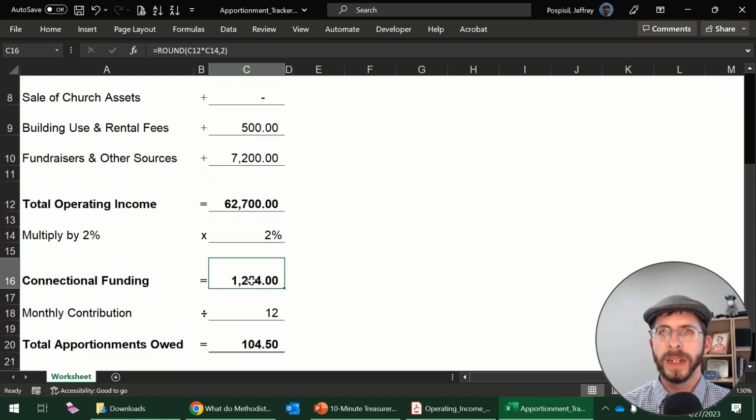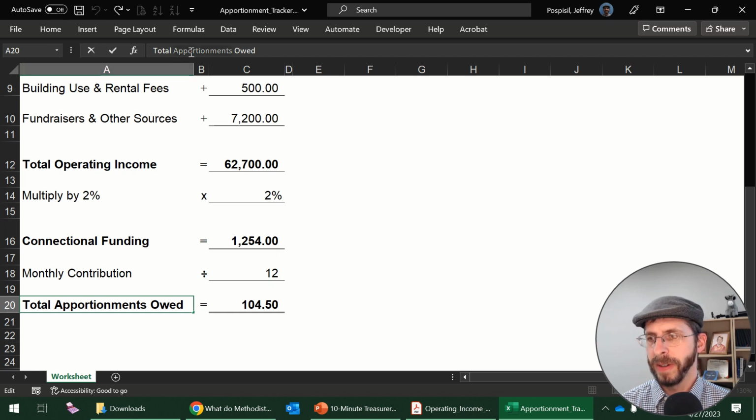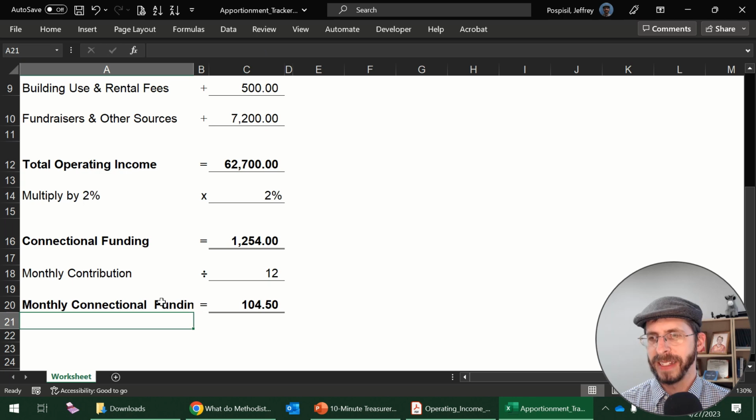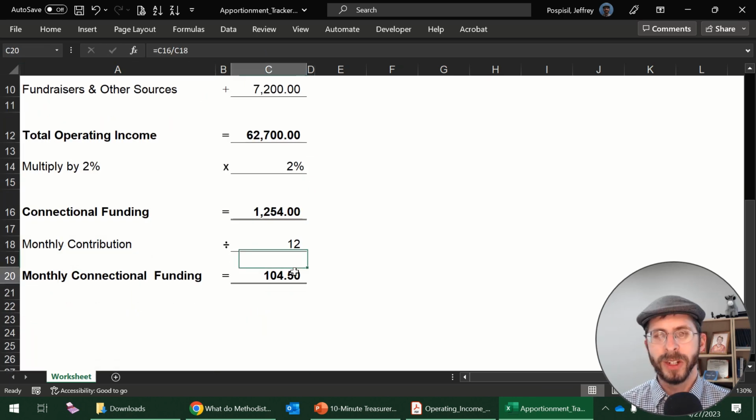The current apportionment percentage is 2% for the next couple of years. And what we do is that's $1,254 total, and I had apportionments in there, so I'm going to quickly change that. But when we look at our monthly contribution, we just divide that by 12, and it's $104.50 is what we are going to be contributing each month. All right, hopefully that made sense, and it's just a handy little calculator. Hopefully it helps you.